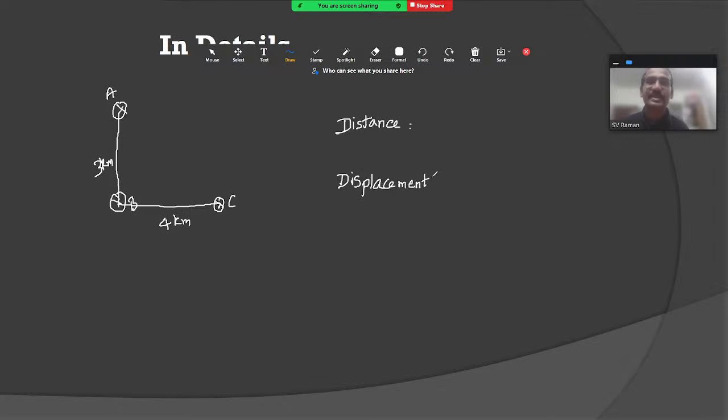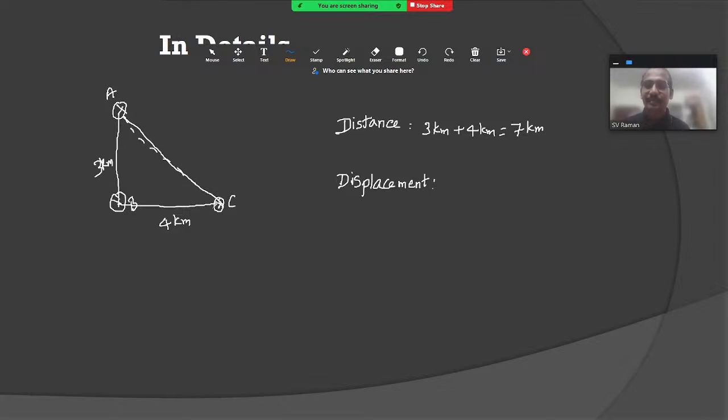So what is distance? The actual path traveled by an object. So this is the path the object traveled, that is 3 kilometers plus 4 kilometers, which is 7 kilometers, the distance. So what is the displacement? A to C. This is the minimum path. Okay. So how to calculate this A to C?